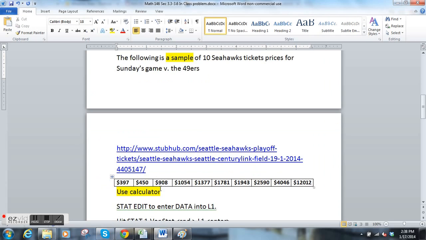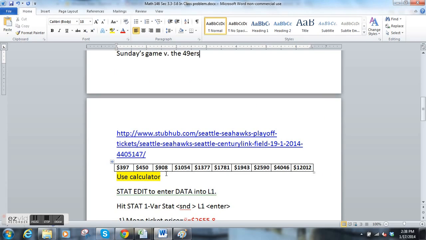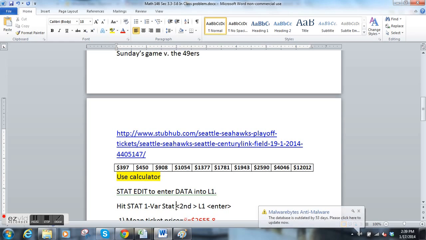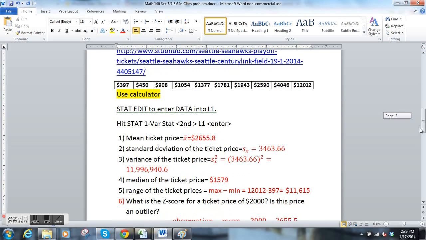To find all this information, you're going to want to use your calculator. You hit the stat button, then edit, and then you type in all the data into L1. Then to find these statistics, you hit the stat button again, then go to one variable statistics. It should be right there waiting for you. You hit second function, L1. After you hit one variable statistics, it'll be blinking. So you hit second function, L1, enter, and then your calculator will give you a whole bunch of numbers. Because your calculator gives you all these numbers, answering all these questions should go pretty fast.